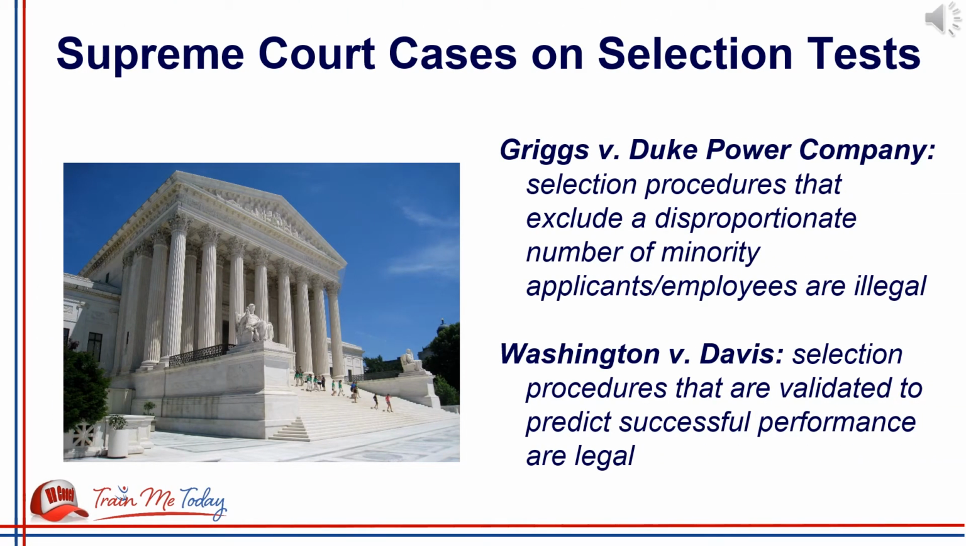There are 2 cases that helped shape how selection testing is done properly. After the Supreme Court decided in Griggs versus Duke Power Company that selection procedures such as tests that exclude a disproportionate number of minority employees are illegal when the employer cannot demonstrate that the procedure was related to the safe and efficient operation of the company, many organizations simply stopped utilizing their criteria when hiring.